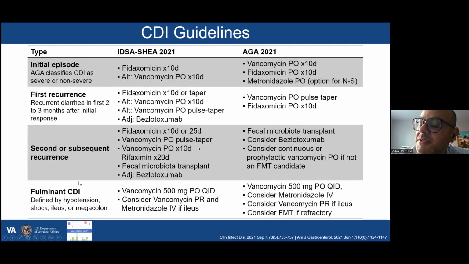The key here to recognize is fulminant C. diff, which is defined as hypotension, shock, ileus, or megacolon. In those patients, you're still always going to reach for vancomycin, higher dose QID. And if your patient has ileus, you're going to think of rectal vancomycin or metronidazole IV. Questions about that?